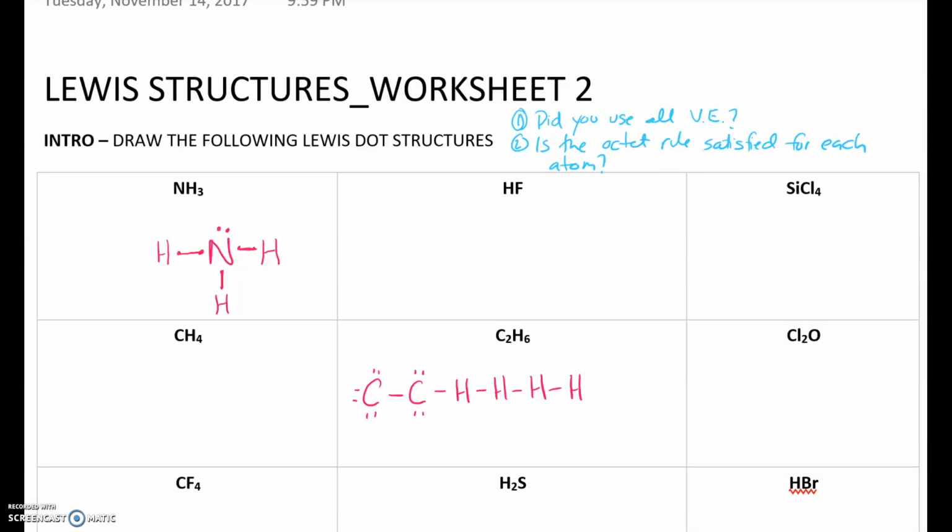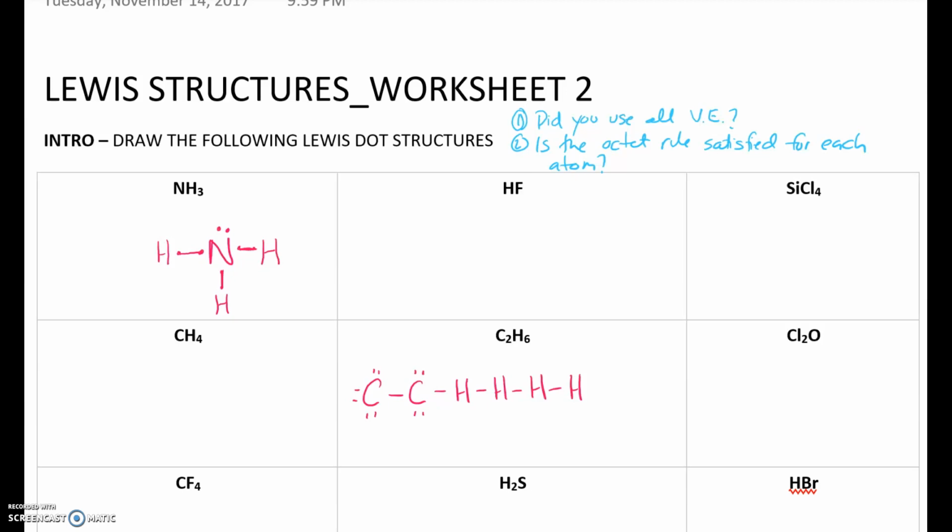Okay, so let's pretend you've drawn a Lewis structure for C2H6 and you think this is it. But again, you're not sure if this is correct. You want to ask me, Miss Hewitt, is this right? So I want to teach you how you can use these blue rules up here to check for yourself.